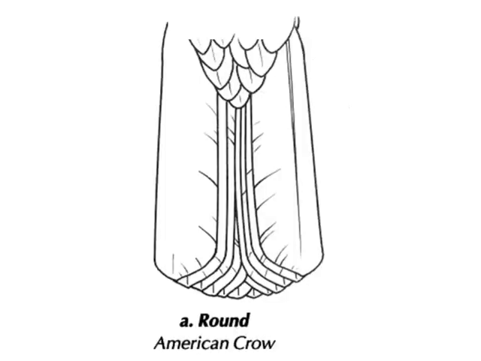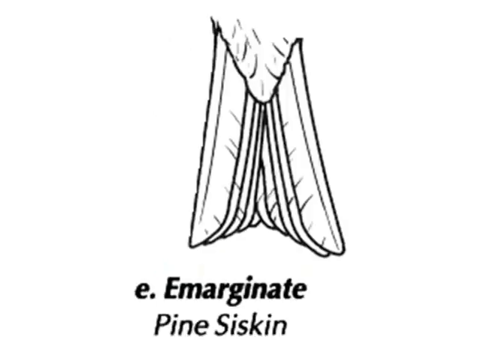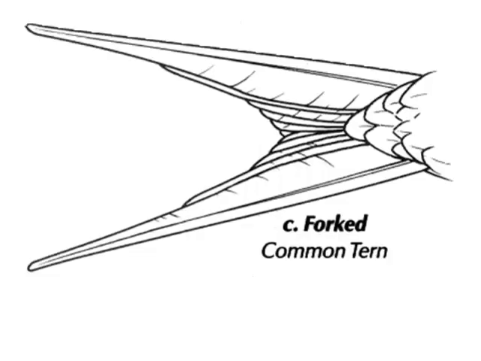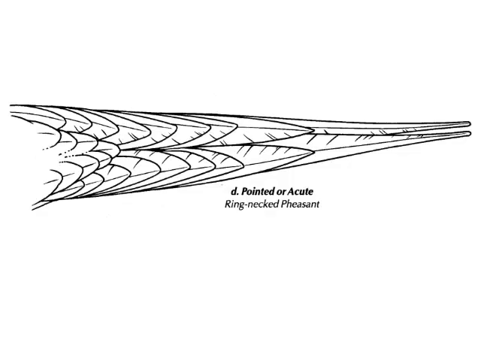Take a look at tails. They can be rounded, like this crow. See how round it is? Square, like this sharp-shinned hawk. Slightly emarginate, which is slightly forked, or more deeply forked, like this tern. Graduated means like little stepping stones going from the body outward. And you get this one here is graduated and pointed or acute.